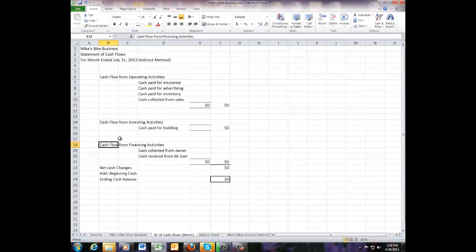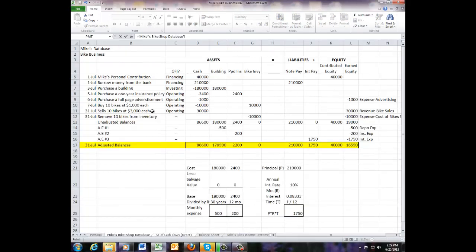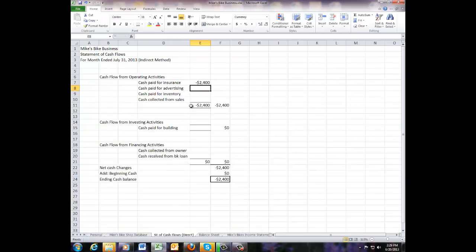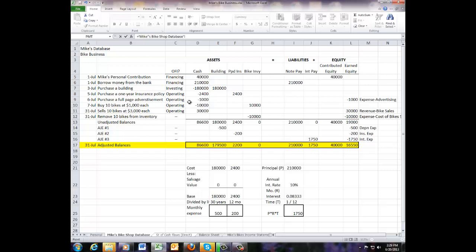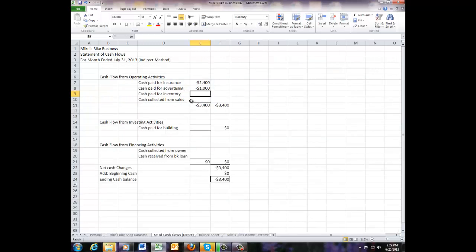Since this is our first month of operation, our beginning cash is zero, meaning we want to get to our ending cash. So on the cash flow statement, let's look to see how much cash was paid for insurance. Let's go back to our database, and we see that Mike bought an insurance policy right there for $2,400. How much did he pay for advertising? The advertisement is right there, which is his second operating activity.